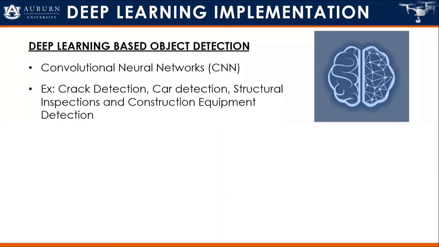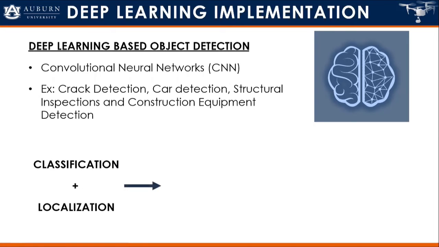What is deep learning-based object detection? So let's talk about this a little bit. It basically takes the human brain as an example and tries to create an artificial neural network that will learn information as our brain does. So it's been used in crack detection, car detection, and in many other fields. It basically classifies and localizes an object.